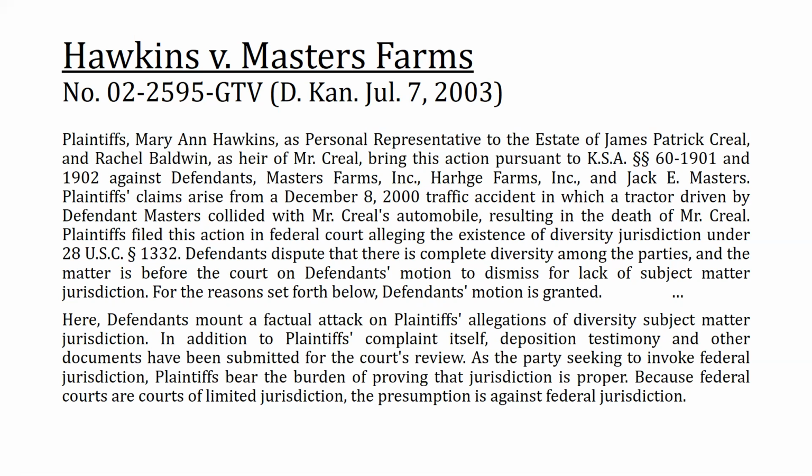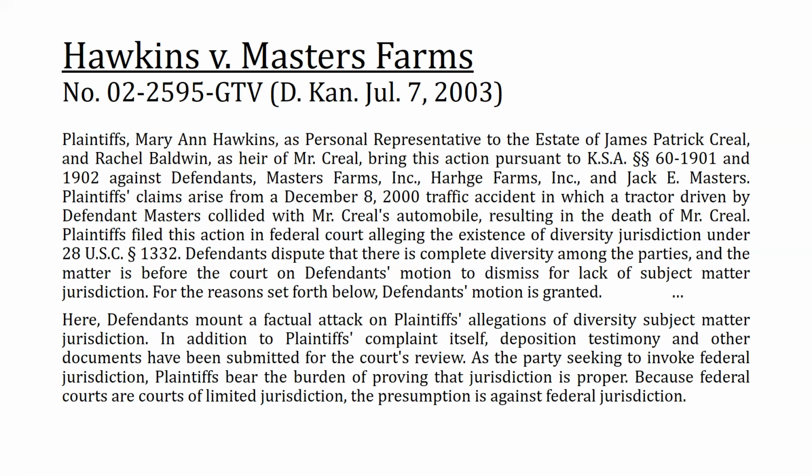The defendants attack plaintiff's allegations. Plaintiffs are saying there's diversity subject matter jurisdiction. Defendants say no, there's not. And the court agrees with the defendants that there is not diversity jurisdiction.